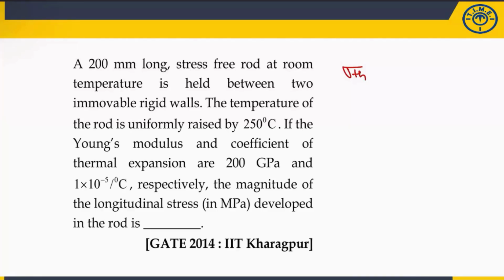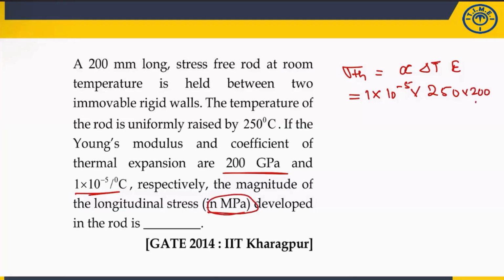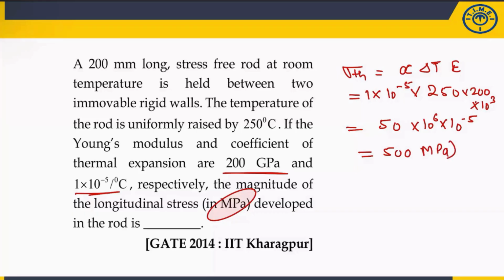More than two questions I have discussed already. Thermal stress is alpha delta T into E. Everything is given in the question. Delta T is 250. What is the value of alpha? Alpha is given as 1 into 10 to the power of minus 5. What is the E value? E value is 200 gigapascal. Gigapascal means, but you have to answer in megapascal, so you can convert into 10 to the power of 3 megapascal. So what is this value? 25 into 2 is 50. This is 10 to the power of 3, that means 10 to the power of 6 into 10 to the power of minus 5. Yes, 500 megapascal is the correct answer.